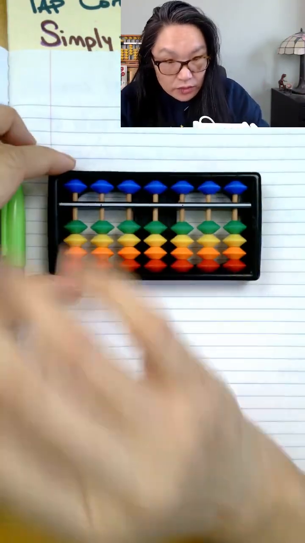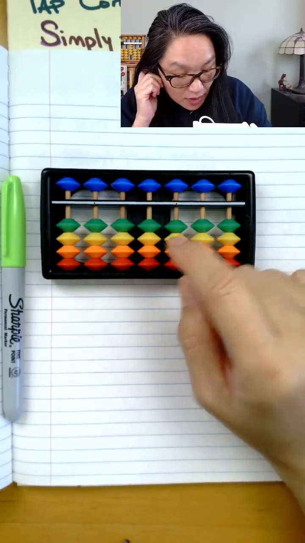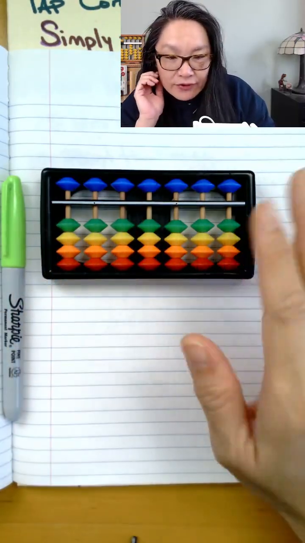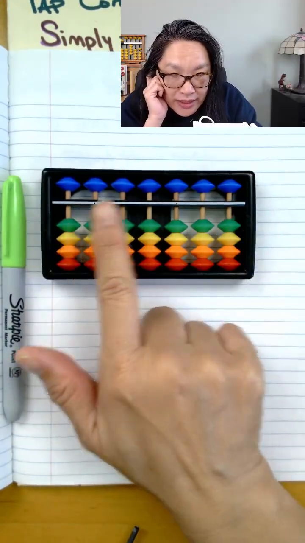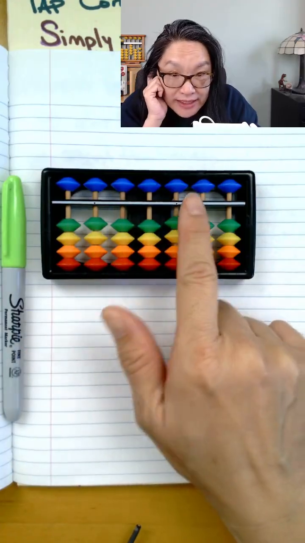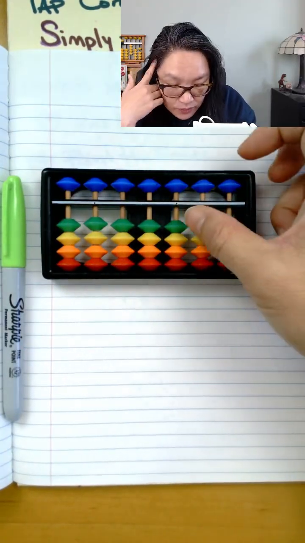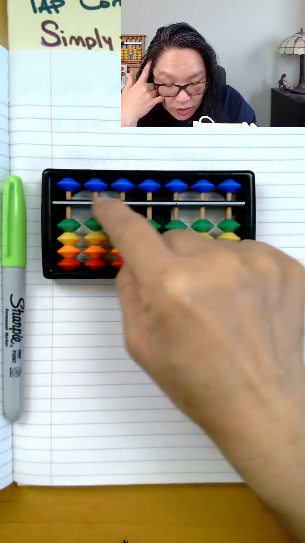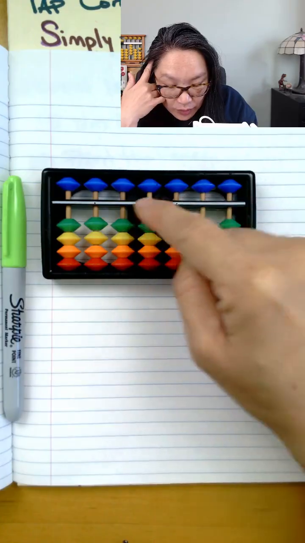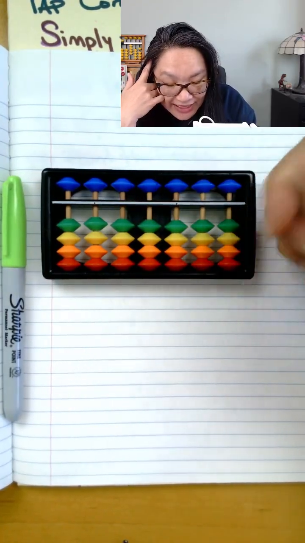So what we're going to do is talk about how to count on the abacus. We just need to understand how to read the abacus. In order to read the abacus, we're going to utilize this horizontal bar. This horizontal bar is what tells me that we're going to count the numbers.